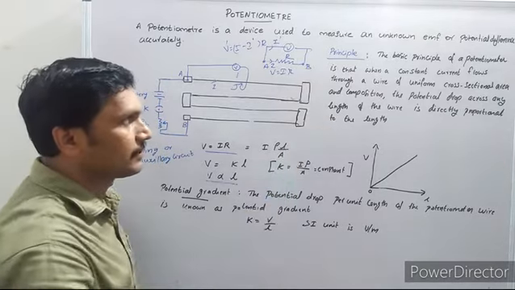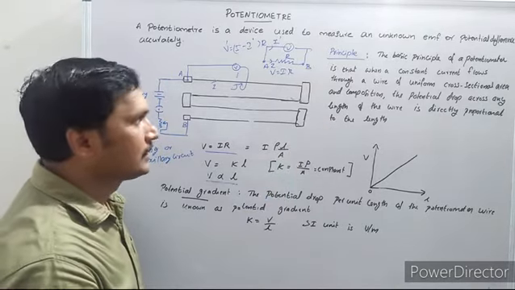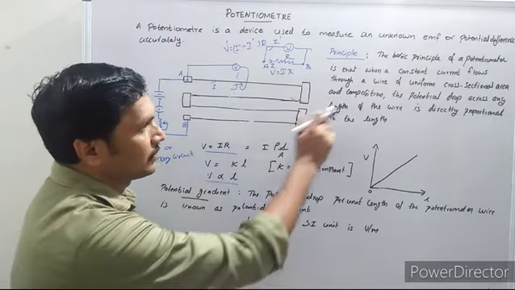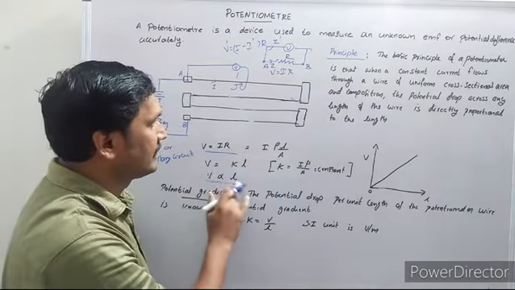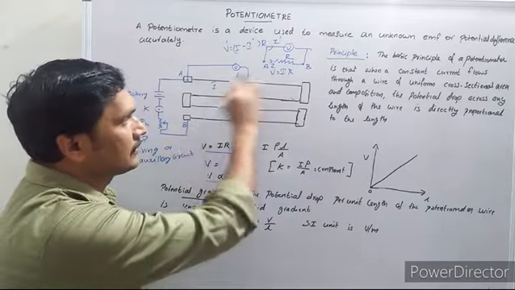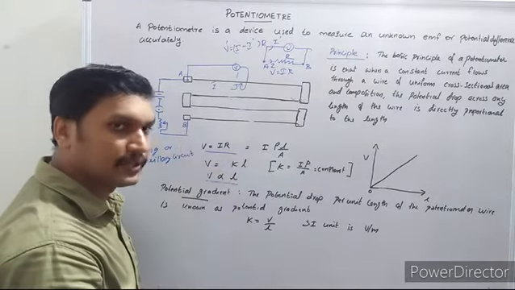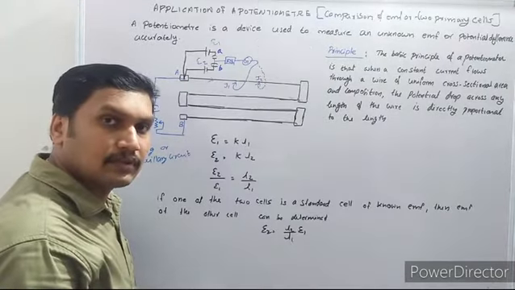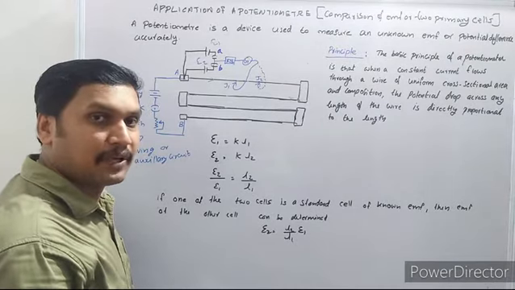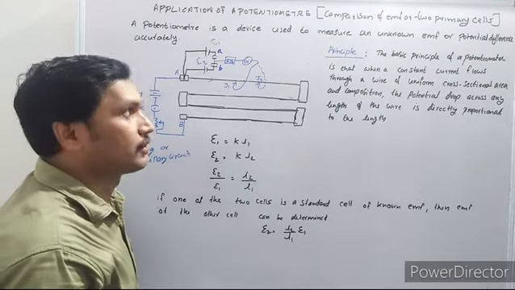That's the working principle of potentiometer. That is, potential across the length of the wire is directly proportional to the length of that wire. V is directly proportional to L. Now let us see what are the applications of potentiometer.